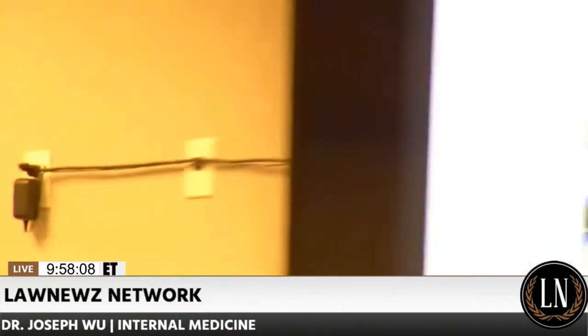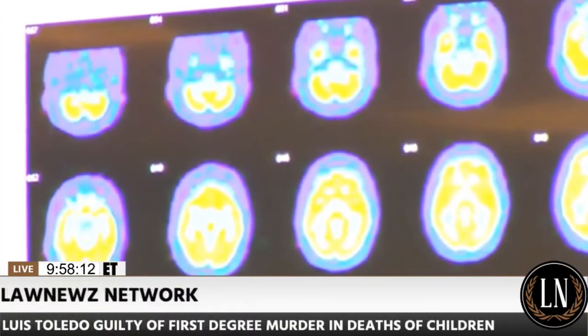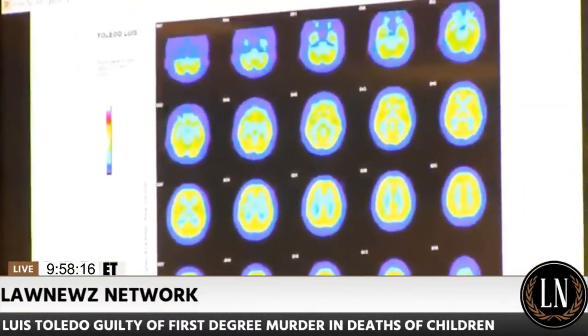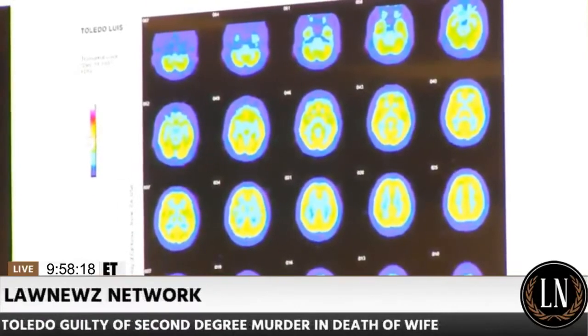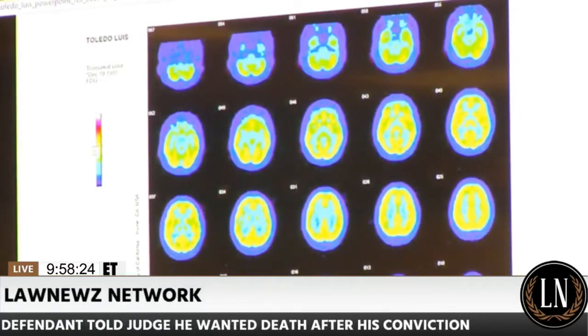All right, ready for the next slide? Yes. All right, so what are we looking at here, sir? So this slide shows Mr. Toledo's scans. And let me orient the jury to the way the scans are formatted. And so the scans are formatted so that they're going from the bottom of the brain in the top left corner to the top of the brain in the bottom right corner.